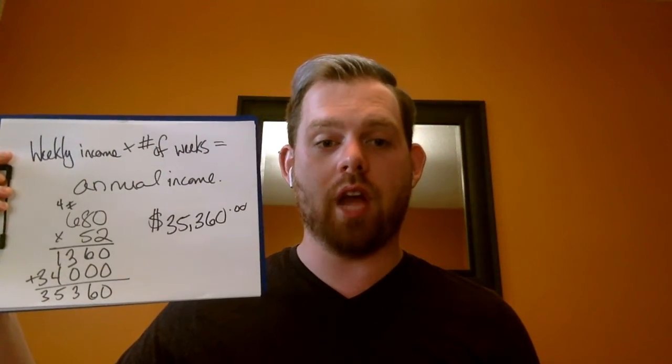2 times 0 is 0. 2 times 8 is 16, carry the 1. 2 times 6 is 12, plus that 1 is 13. We have our placeholder 0. 5 times 0 is 0. 5 times 8 is 40. We have that 4, and we carry it over. 5 times 6 is 30, plus 4 is 34. Now we add those two numbers together. 0 plus 0 is 0. 6 plus 0 is 6. 3 plus 0 is 3. 1 plus 4 is 5. And 3. So our grand total for the year is $35,360. And that's how much you would make for an annual income.